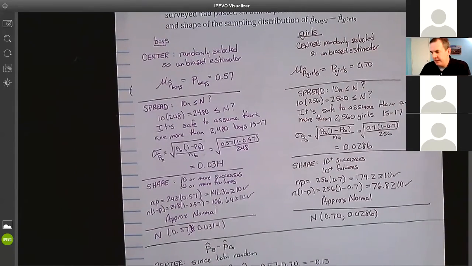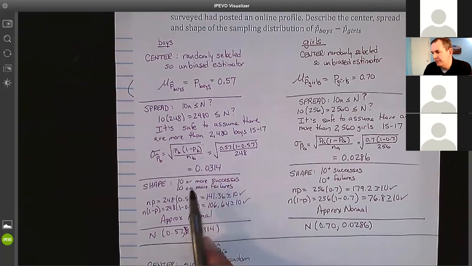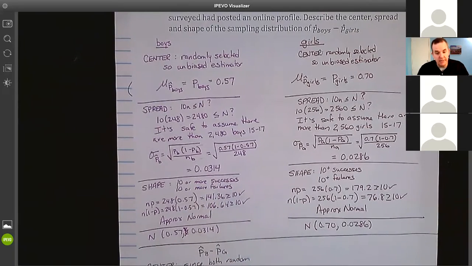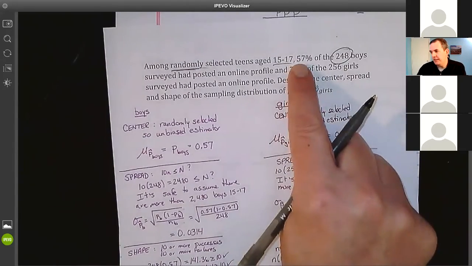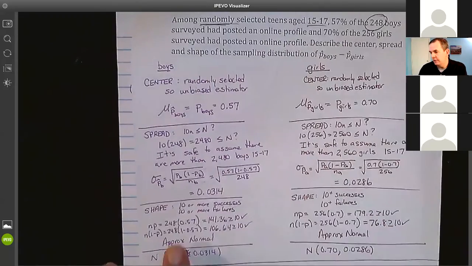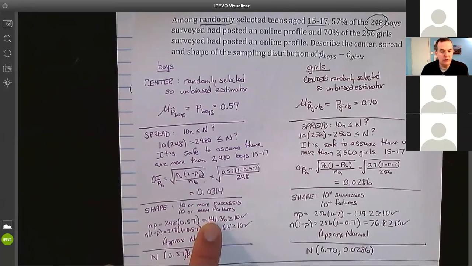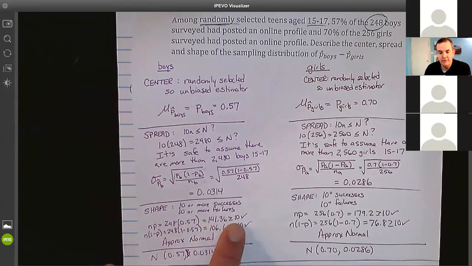So I've got about 7 minutes left. Last thing I wanted to talk about was shape. In terms of the shape for the boys, I have to make sure that when I took this sample, I could be sure that I'd had 10 or more boys with an online profile, and 10 or more boys without an online profile. We're told 57% of these 248 boys have an online profile. So 248 times 0.57, a little over 141, have an online profile. That's greater than 10.